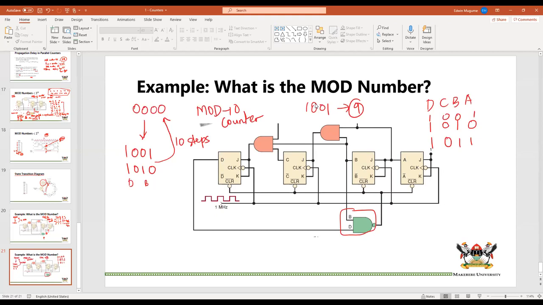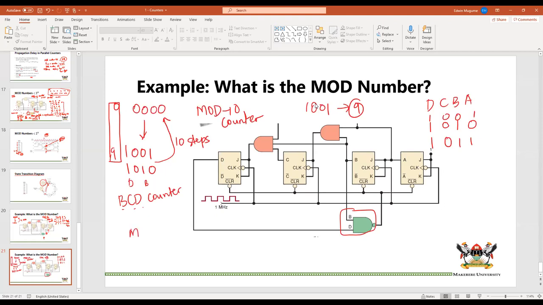Now, this mod 10 counter is called a BCD counter, a binary coded decimal counter. These values are 0 decimal, that is 9 decimal, and so on. So we are using binary counting and it stops at 10. That's why we call it a BCD counter.